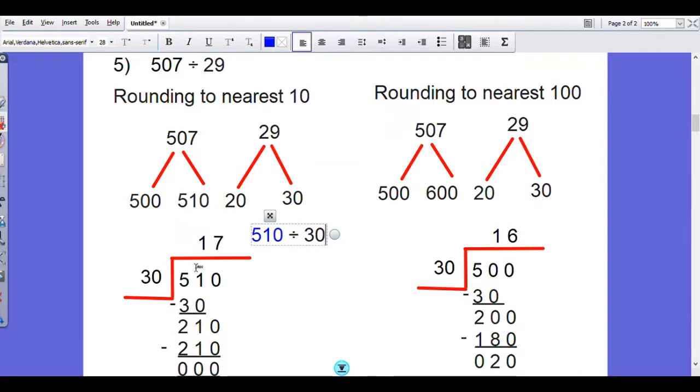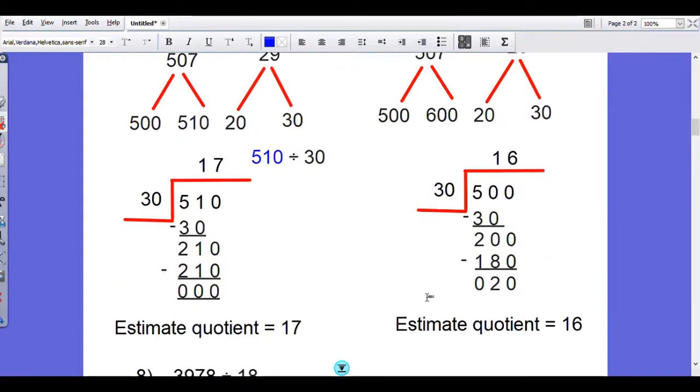So 30 times 1 is 30. Subtract, 1 minus 0, 1, 5 minus 3, 2, and 0 from here, so it will become 210. Now 30 times 7 is 210. Subtract, 0 0. So the estimate quotient for this number is 17, nearest to 10.